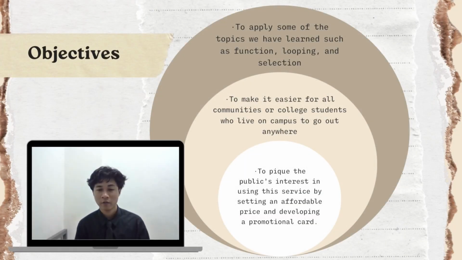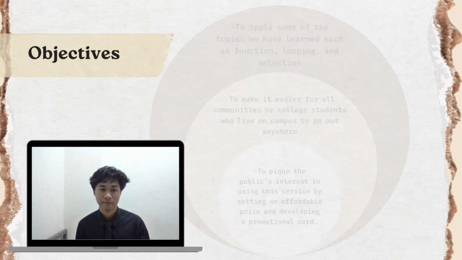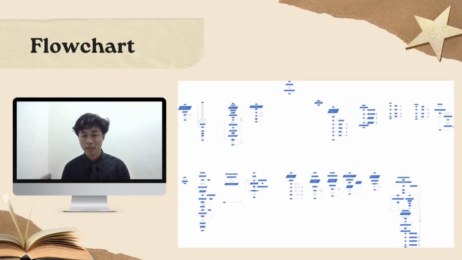Some of the objectives of our project are: first, to apply some of the topics we have learned, such as function, looping, and selection. The next one is to make it easier for all communities or college students who live on campus to go out anywhere. And the last one is to pick up public interest in using this service by setting an affordable price and developing a promotional card. And this is our entire flowchart based on the code.